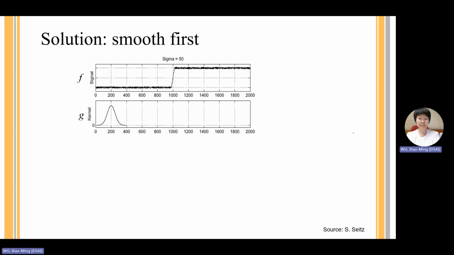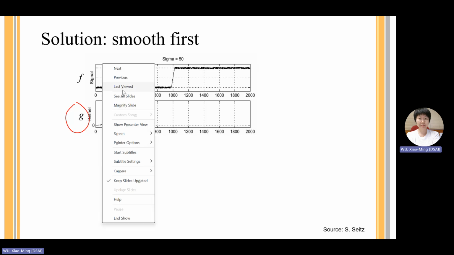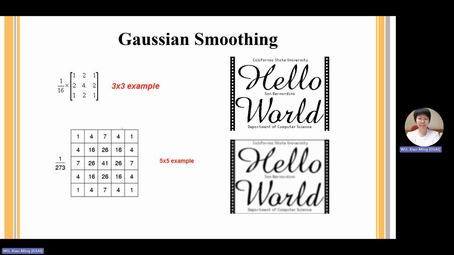Smooth the image first. Here we choose Gaussian smoothing. As we explained, what's the benefit of Gaussian smoothing? The benefit is that it assigns weights according to the distance of the pixel to the central pixel. It assigns larger weights to the central pixel, so if a pixel is closer to the central, it has more weight than those distant from the central.